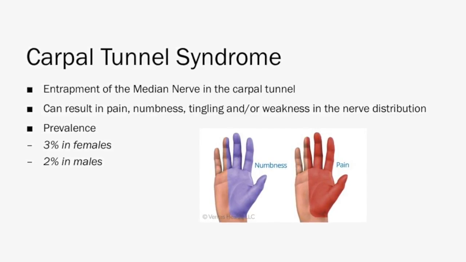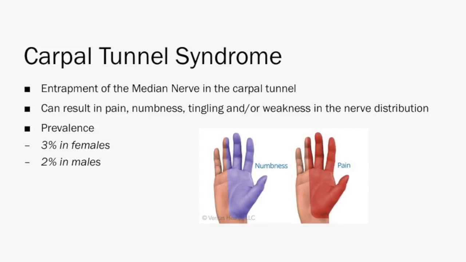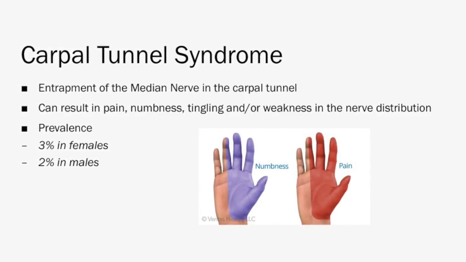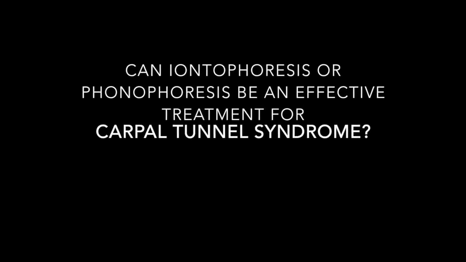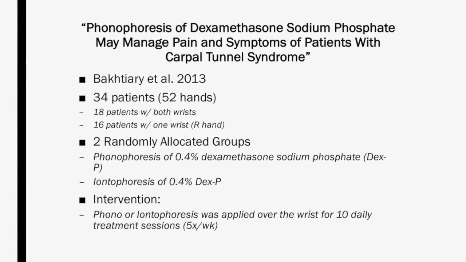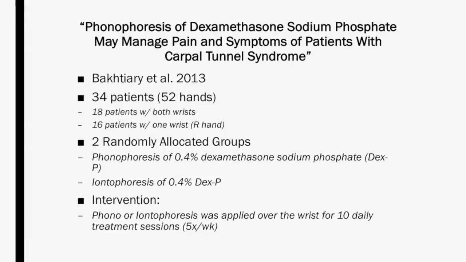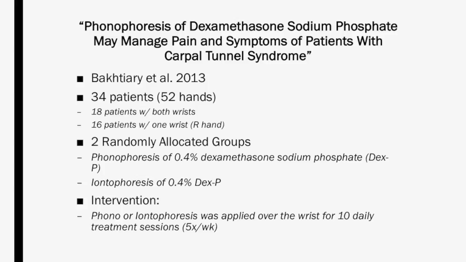This pathology is seen in 3% of all females and 2% of all males. The peak prevalence is seen in females older than 55 years of age. As future evidence-based therapists, it may be helpful to know whether iontophoresis or phonophoresis can be effective forms of treatment for patients dealing with carpal tunnel syndrome.